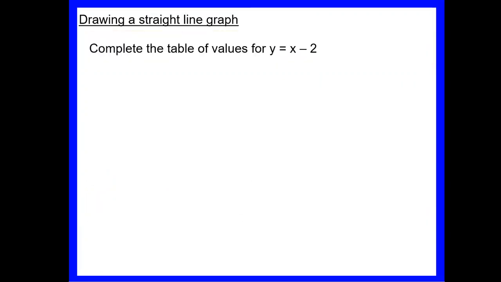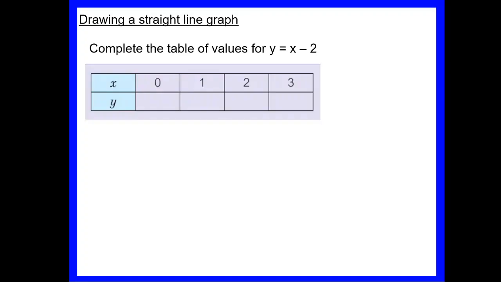Okay, so now that we've had a go at drawing parallel lines, we're going to have a go at drawing other straight line graphs. So the key there is in the title that these are going to be perfect straight lines. So if we get anything that's not a perfect straight line, we'll know we need to go back and have another look. So this time we're asked to complete the table of values for y equals x minus 2.